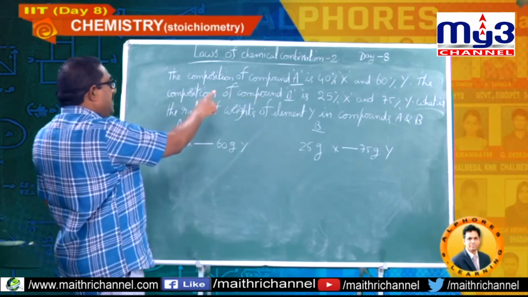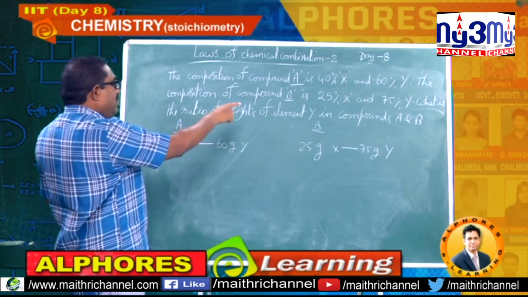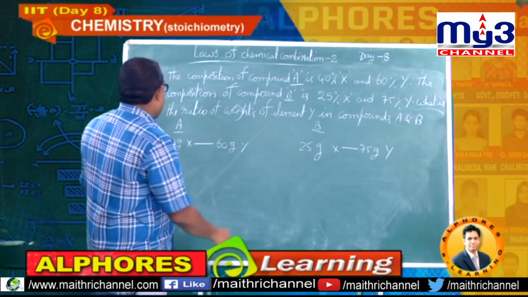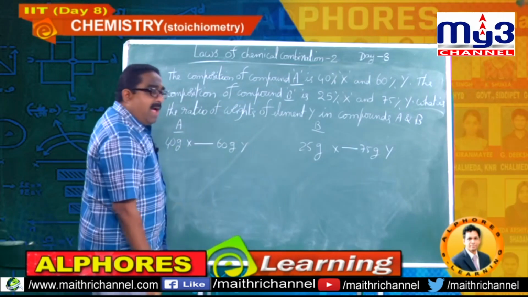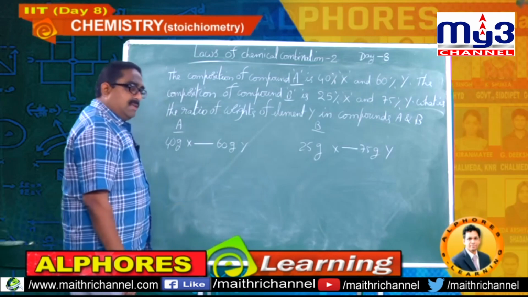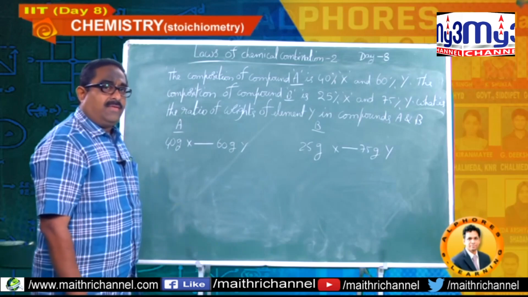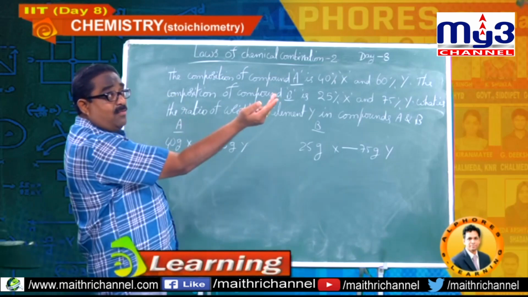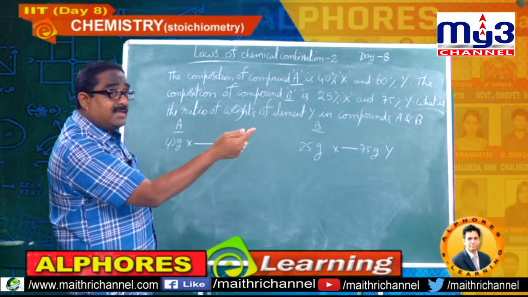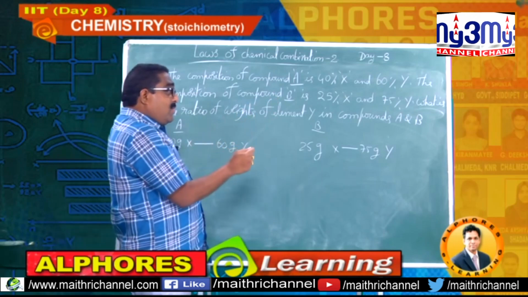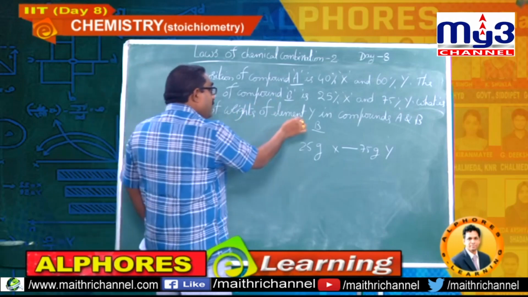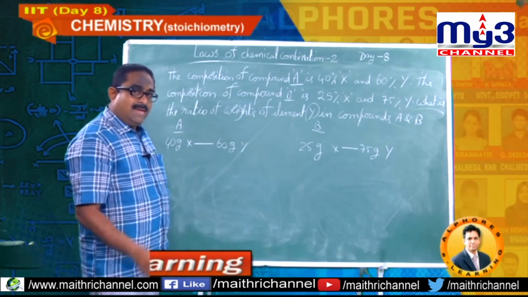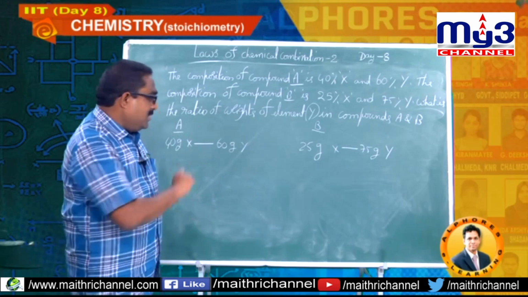So what exactly is he asking? What is the ratio of weights of element Y in compounds A and B? That's what he is asking. Now apply the law of multiple proportions. It means you have to fix the mass of one element, and then we can go for the ratio of masses of the other element. But he is asking especially for weights of element Y, so it is better to fix the mass of element X in both the compounds.